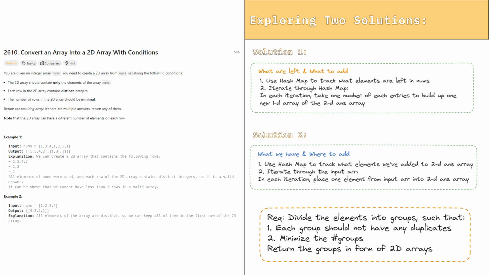In solution number 2, we focus on what we have in our answer array and also where to add our next element. In this solution, we use hash map to track what elements we have already added into our 2D answer array. Then, we iterate through the input array. In each iteration, we place one element from input array into our 2D answer array. It is okay if you feel confused, but trust me, this will make more sense when we get to the real test cases.